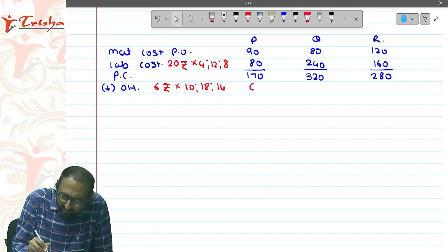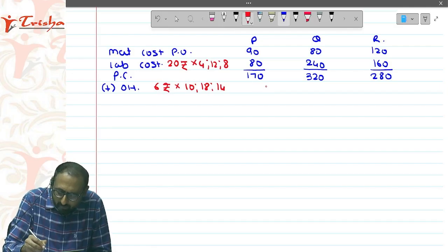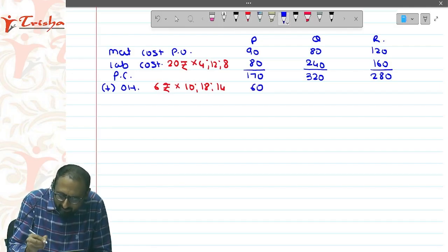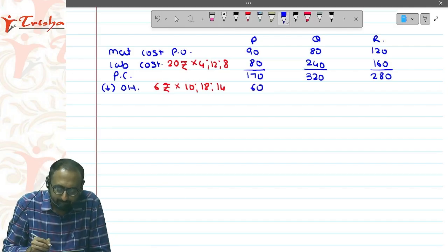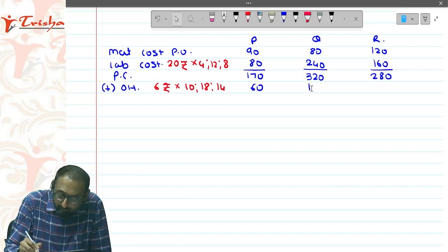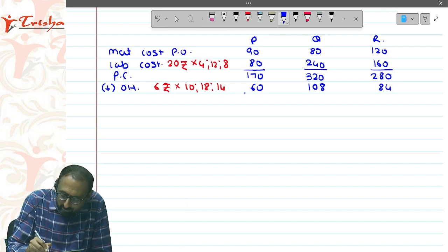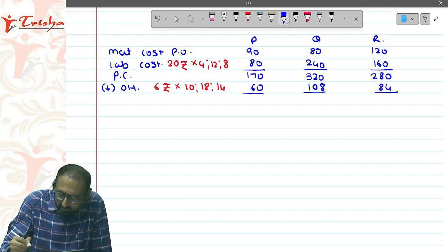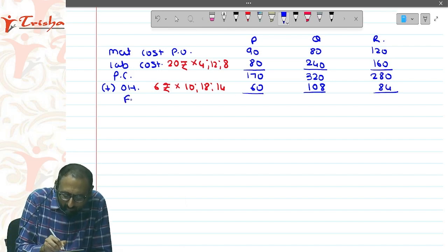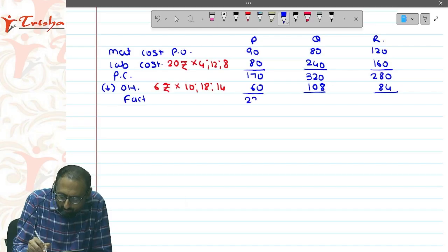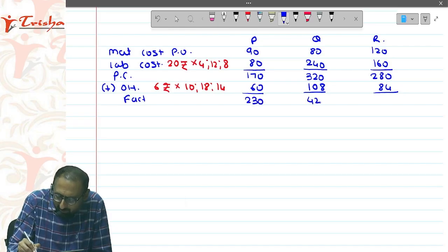10 into 6, is it 60? Next one. Please tell me, Sirji. 18 multiplied by 6. Yes, Sirji. 108. 14 multiplied by 6. 84. So direct material, direct labor, prime cost plus factory overhead is equal to total factory cost. How much is the factory cost? Is it 230 in the first column? 428 in the next column? 364 in the next column?